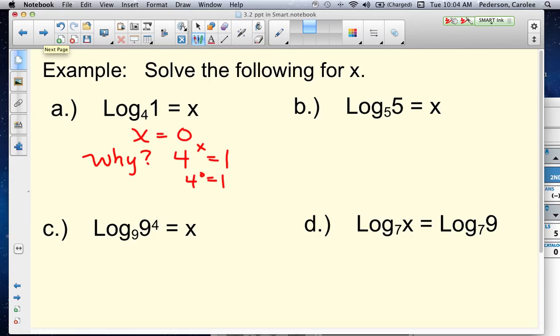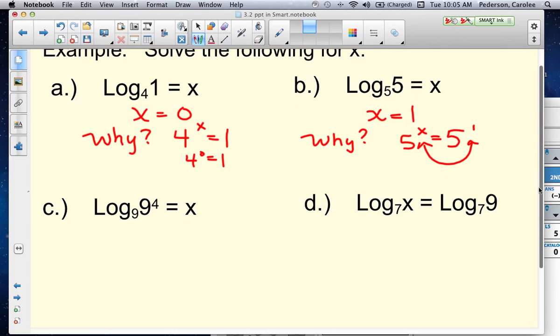Question B. Logarithm base 5 of 5 equals x. What does x equal? 1. Do you want to understand why? If we rewrite it into exponential, 5 raised to the x equals 5. What must x equal? 1. Because if I throw a 1 power on the right, the bases are the same, then that means the exponents must be the same.